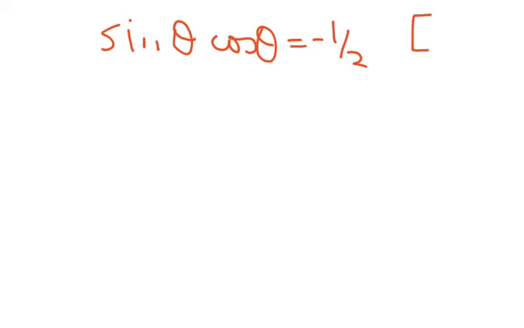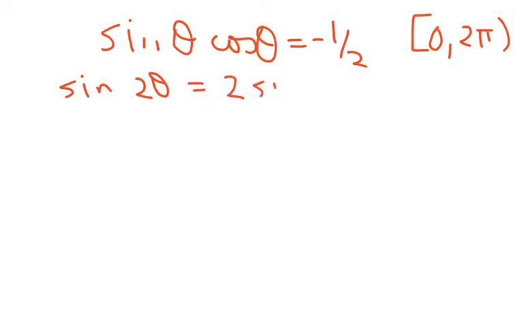Okay, the next one is sine of theta times cosine of theta equals negative 1/2. Alright, and remember I told you you're going to use that sine of 2 theta a lot. That equals 2 sine of theta times cosine of theta. You will use this a lot in calculus.